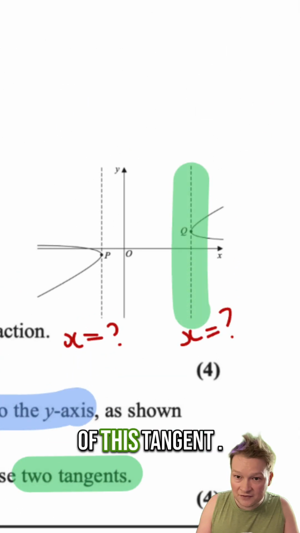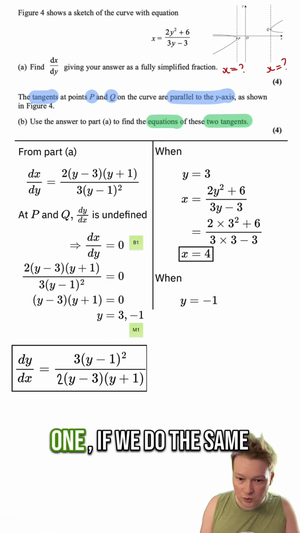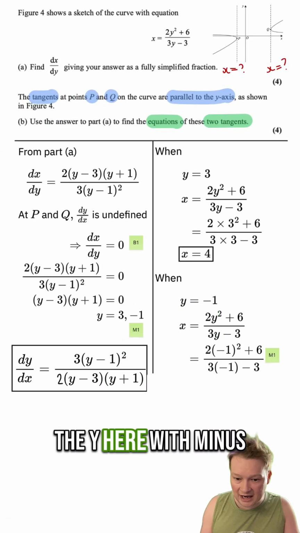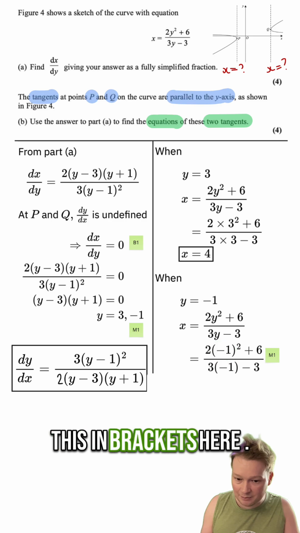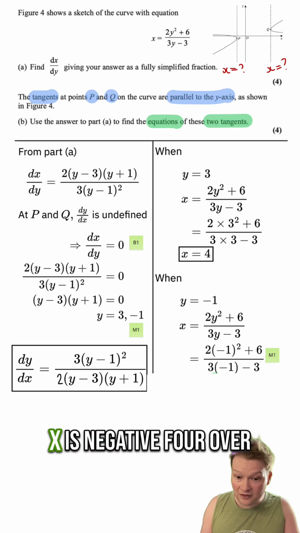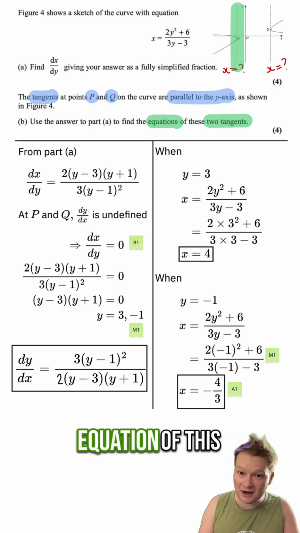So that's the equation of this tangent. And when y is minus 1, if we do the same kind of thing, replace the y here with minus 1, be careful to put this in brackets here. If you do the number crunching, we end with x is negative 4 over 3. That would be the equation of this tangent.